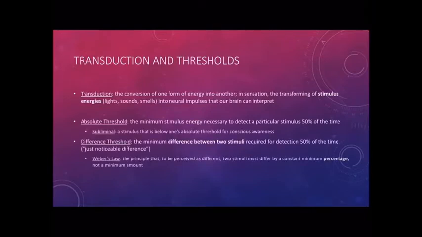Okay. The absolute threshold and the difference threshold. This is really important. So remember when we were talking in chapter 2 about thresholds, that's like the minimum amount of stimulation that a neuron needs in order to be able to fire an action potential. Well, absolute threshold in terms of sensation and perception is the minimum amount of stimulus energy necessary for us to know that something is present and to detect that something 50% of the time.